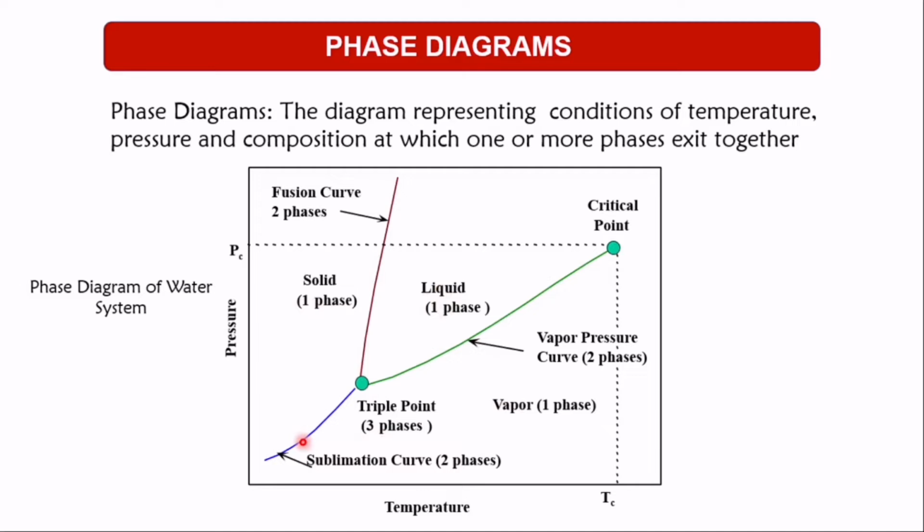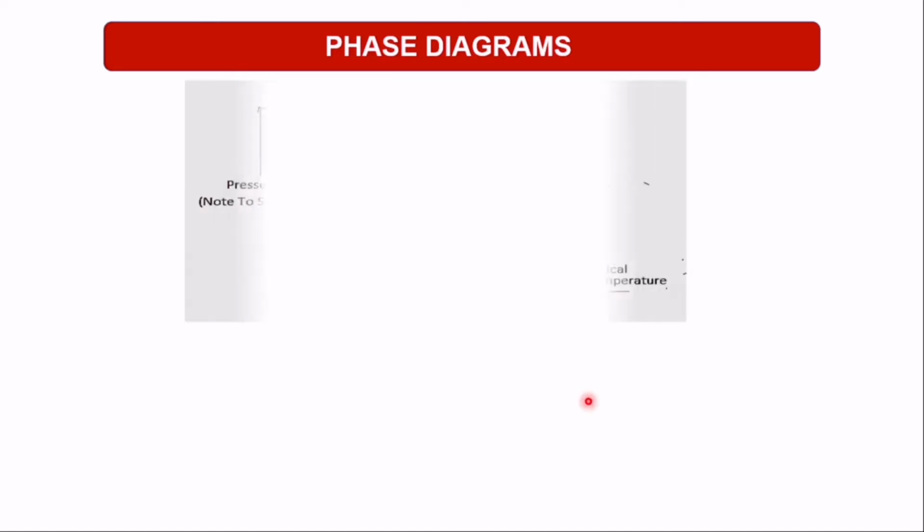When you talk about the sublimation curve, we have the solid phase and the vapor phase, making it two phases. So you should note that at each curve we have different phases. In the liquid region, there is only one phase. In the solid region, it is only one phase, and in the vapor region there is also one phase.